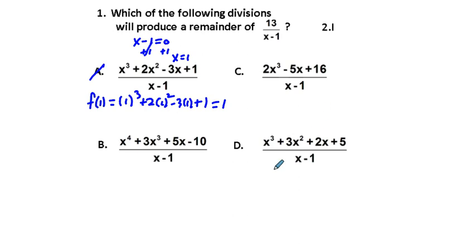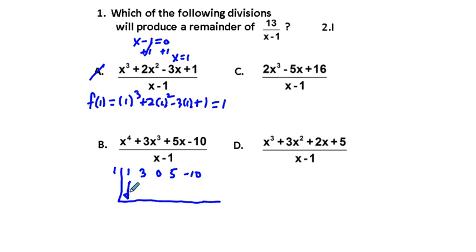Another thing you can do is do synthetic division. I'm going to try synthetic division with choice G. If you set up a synthetic division bracket like this, we put our 0 outside, which is 1, and the coefficients inside, 1x to the 4th, 3x cubed, we don't have any x squared, so we put 0 for the next number, and then 5, and finally negative 10. And if we go through all this and get 13, we'll know that's right.